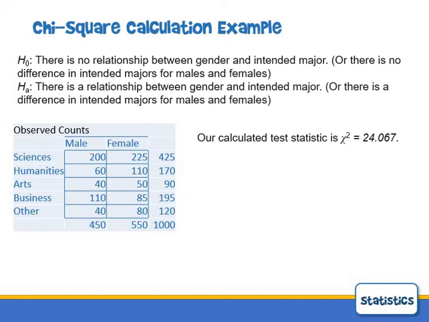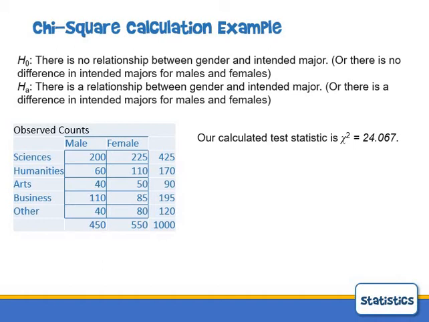And so for our example that we were looking at, when we have our table here, our null hypothesis would be that there's no relationship between our two variables, gender and intended major, or sex and intended major if you prefer that description. And you could also interpret that as there's no difference between the intended majors for the two groups there, male and female, the two different populations. The alternative, there is a relationship, there is a difference in the intended majors for males and females.